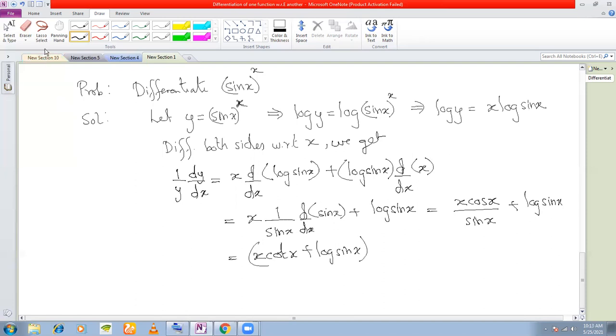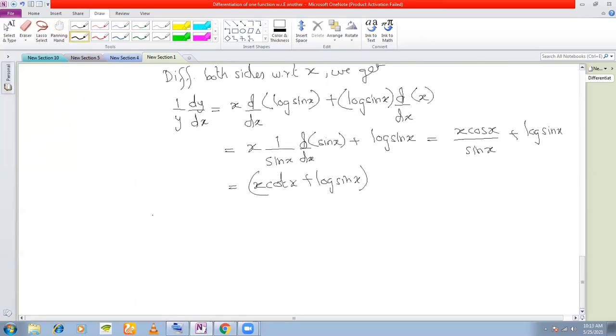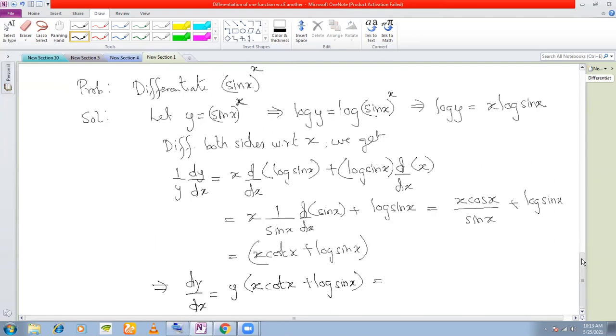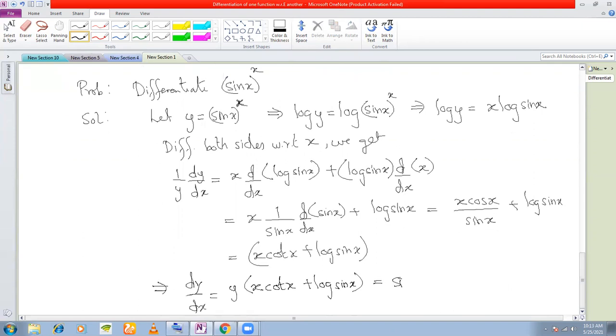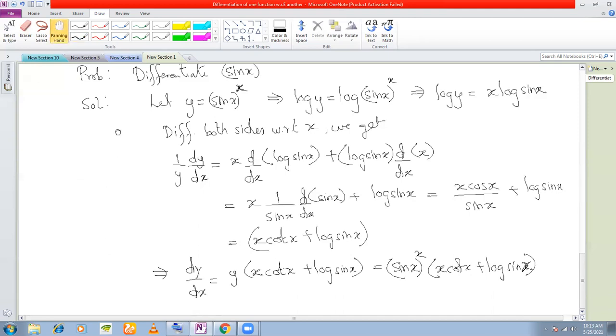So we are getting 1 by y dy dx is equal to x cot x plus log sine x. That means what is dy dx? dy dx is y times x cot x plus log sine x. And now you put the value of y. What is the value of y here? Sine x to the power of x. So which is sine x to the power of x into x cot x plus log sine x. Right? So whenever one function is raised to the power of another, we use logarithmic differentiation.